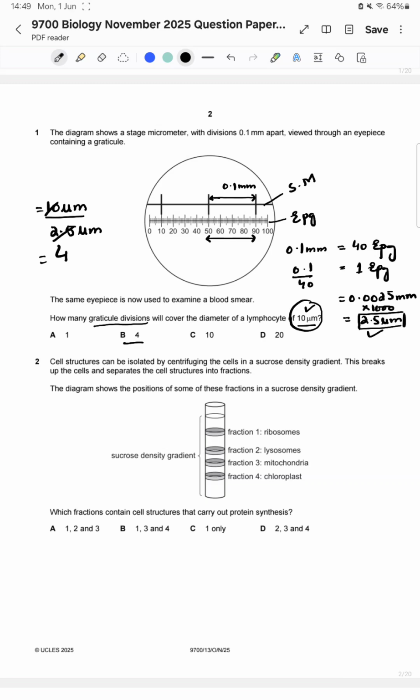The ribosome is at the top, chloroplast is at the bottom of it. Now the question is, which fractions contain cell structure that carry out protein synthesis? Now we know for sure that ribosome is responsible for protein synthesis, but what else we need to know is that mitochondria and chloroplast both have plasmids, right? And if they have plasmids and they have 70S ribosomes, as we know, so with 70S ribosomes they can also synthesize protein. So there are 3 organelles over here, 1, 3 and 4, which can synthesize protein. So B should be our answer. Lysosome does not have any ribosome in it, so definitely it cannot synthesize protein.